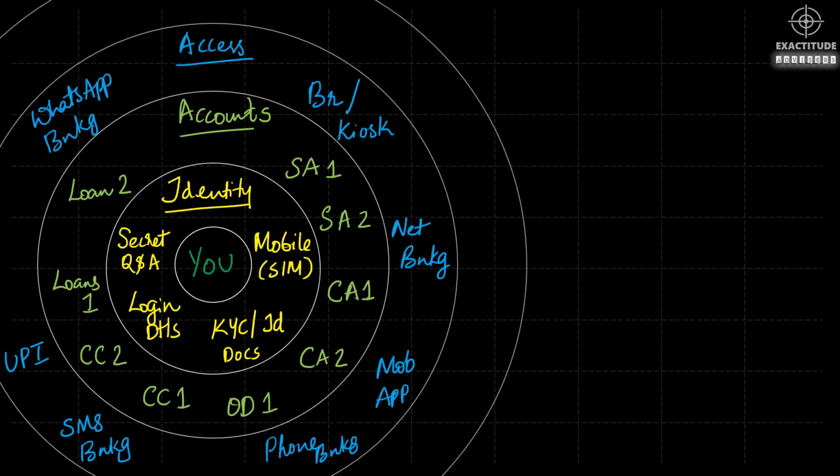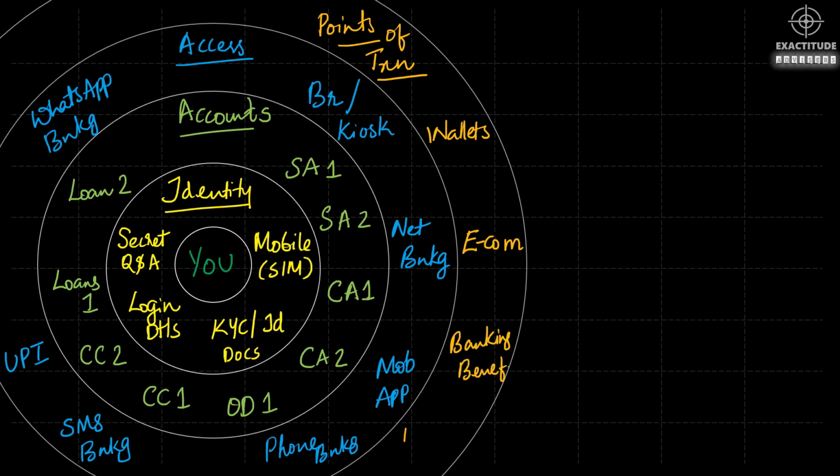And then using these access channels, you do transactions at certain points of transaction, which could range from the wallets that you have, like the Paytm wallet, the e-commerce sites that you use, such as the Amazon site, the various banking beneficiaries that you add for doing transactions, various bill payments you do, the stock brokers with whom you transfer money, and the third-party applications such as CRED.